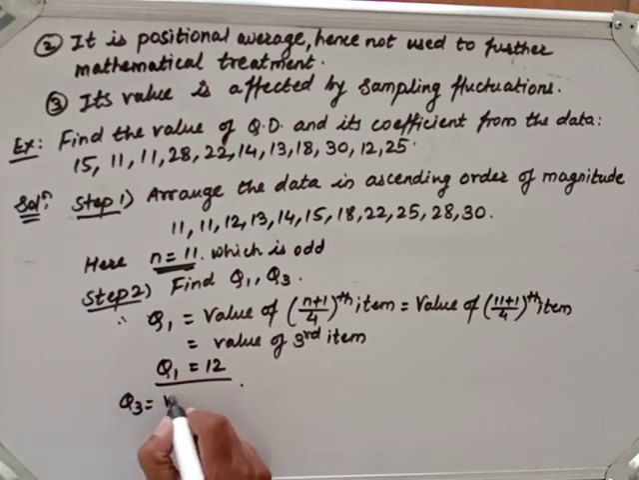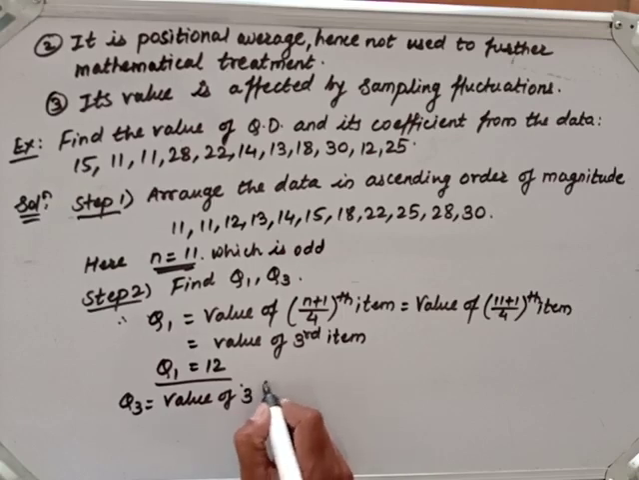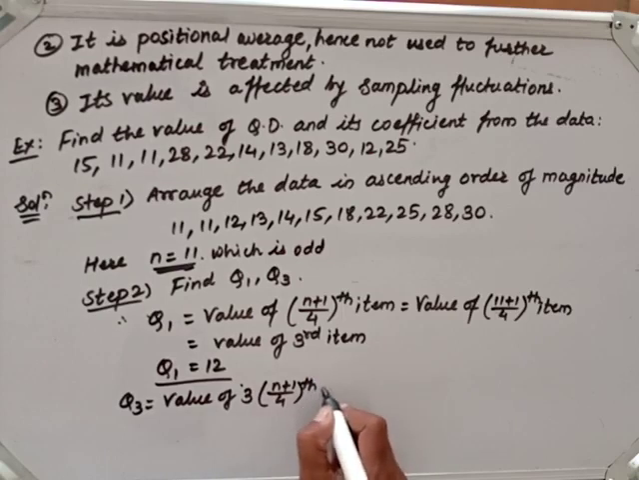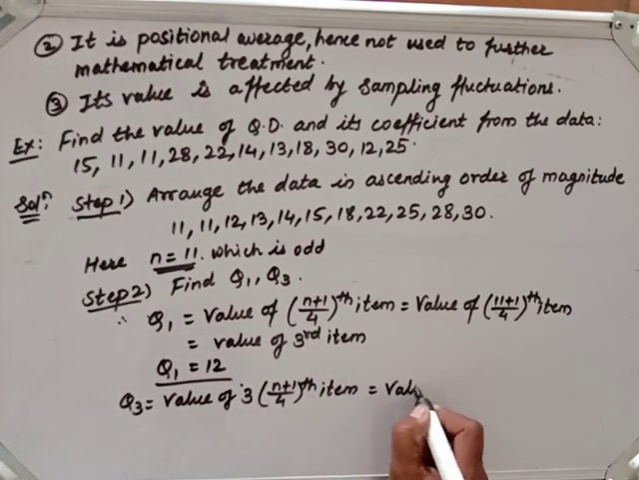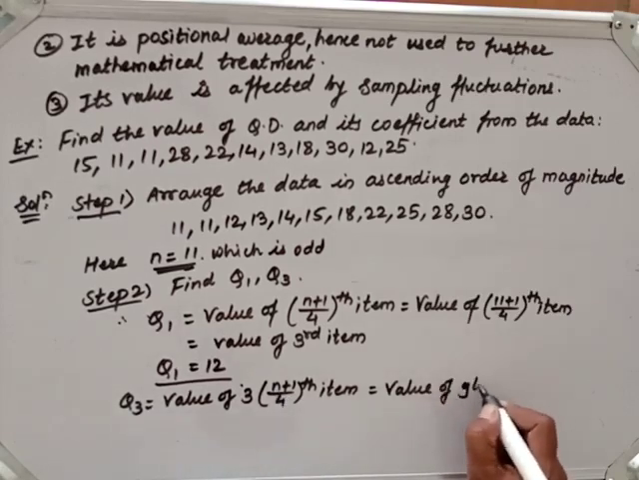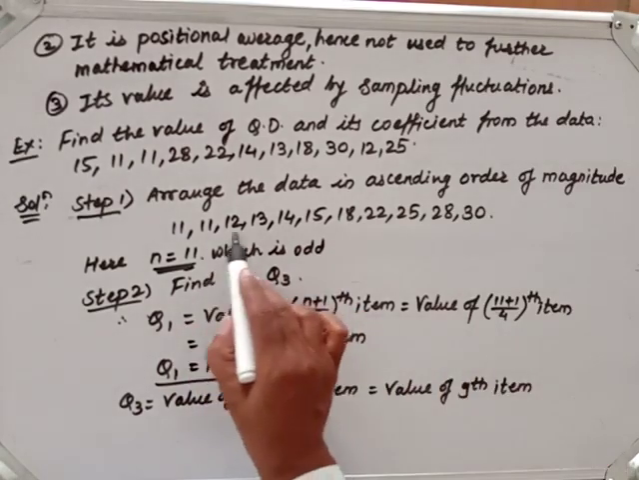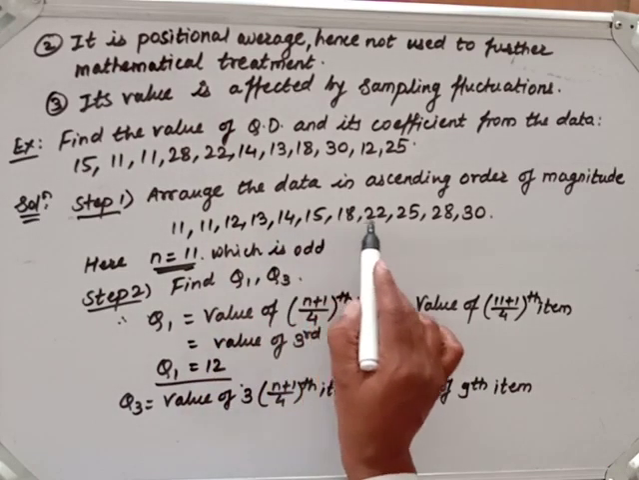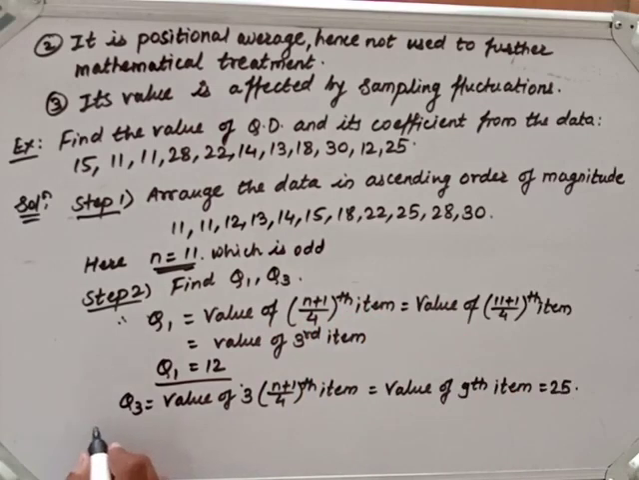Now, what is Q3? Q3 is the value of the 3 times (n plus 1) by 4th item. If we put n equal to 11, this is the value of the 9th item. What is the 9th item? Look: 3, 4, 5, 6, 7, 8 and 9. The 9th item is 25. So Q3 is equal to 25.